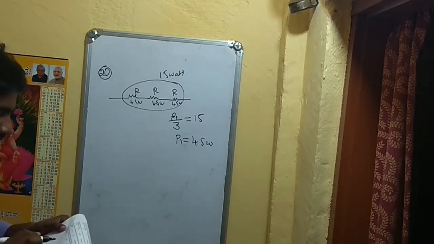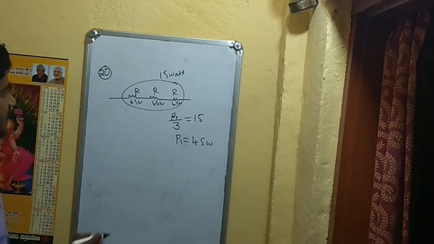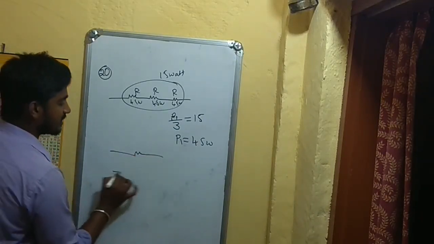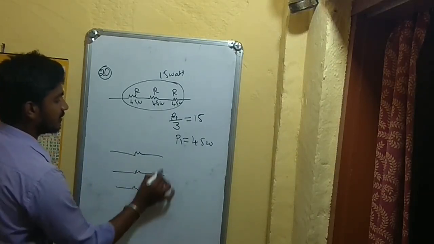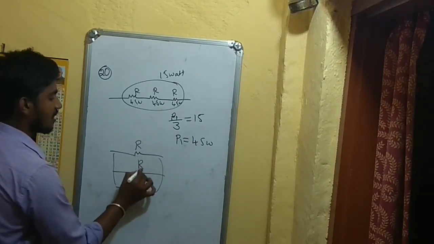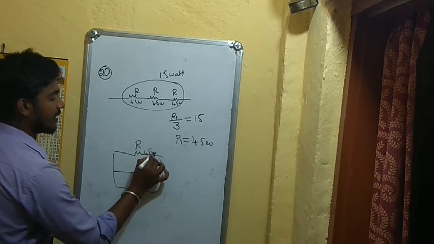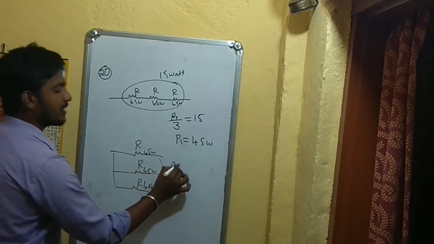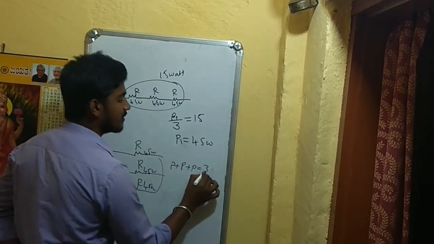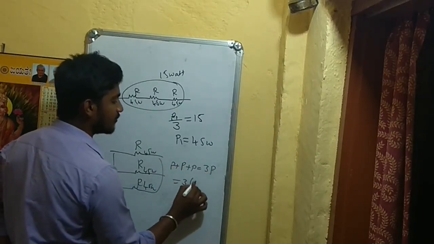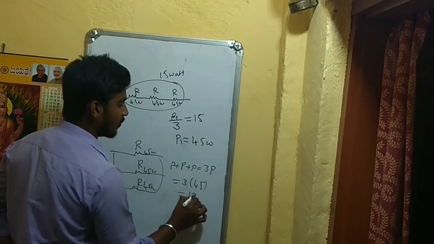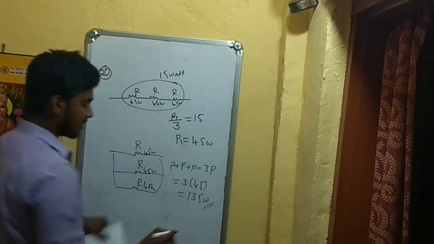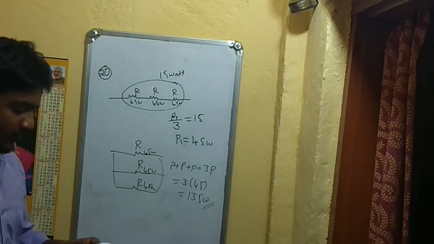What would be the power dissipated when the same resistors are connected in parallel? We know that here 45 watt, here 45 watt, here 45 watt. It will be P plus P plus P, so 3P. 3P means 3 into 45. It will be 135 watt. Answer will be 135 watt.